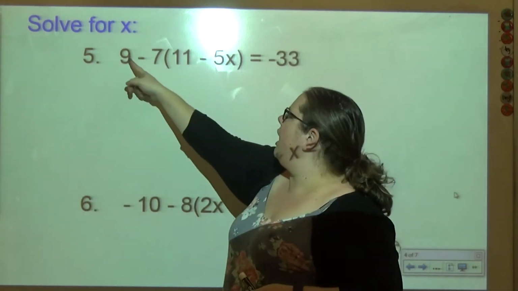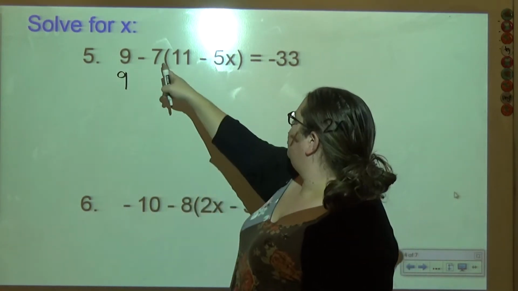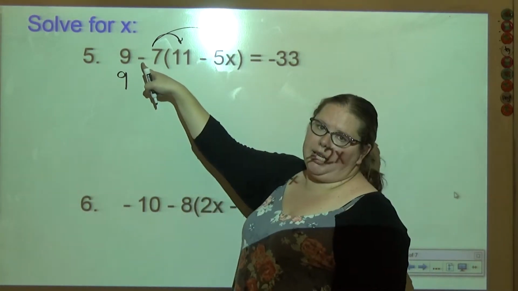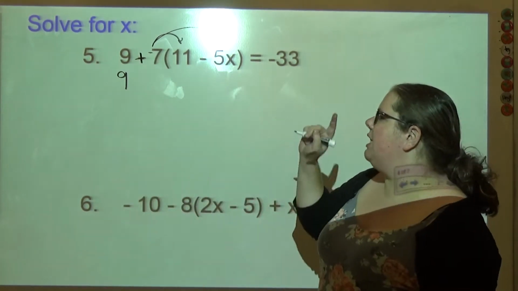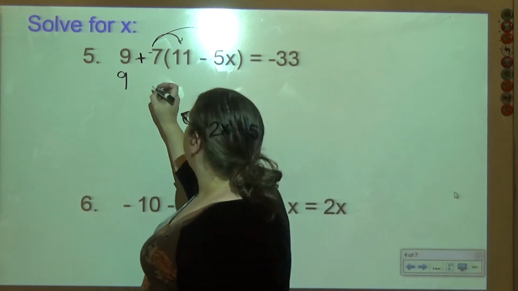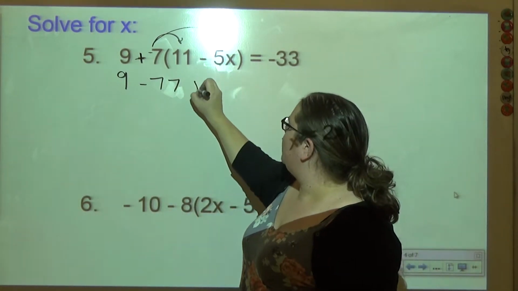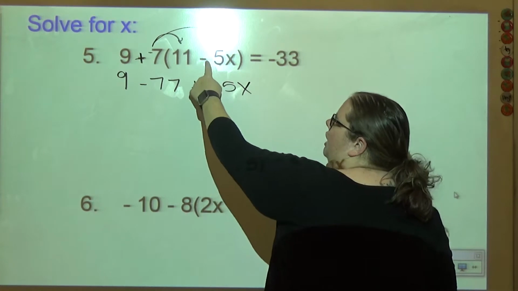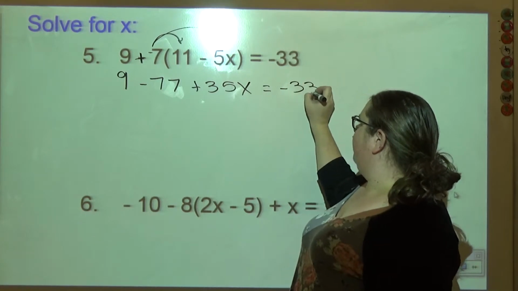Just like before, we cannot put those together. That 9 is just chilling in front. Distribute the 7. Now, when we distribute that 7, notice it's got a minus. Think of this as plus negative 7. Think of it as a negative 7 that you're multiplying. So negative 7 times 11 is negative 77. Negative 7 times minus 5 is plus 35x. A negative times a negative is a positive. That's super important. Equals negative 33.